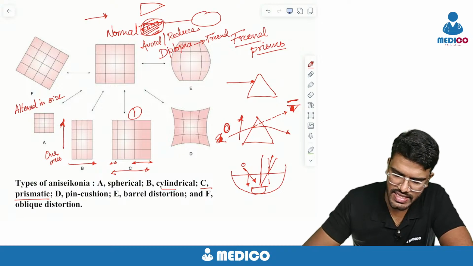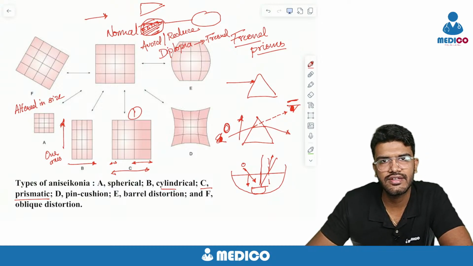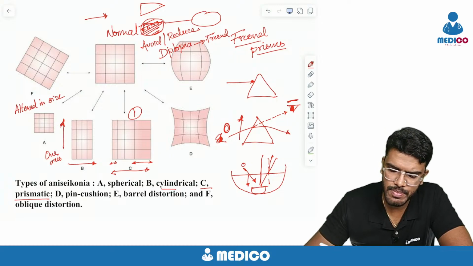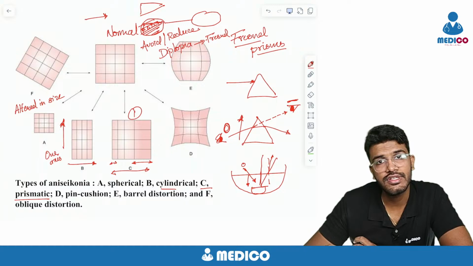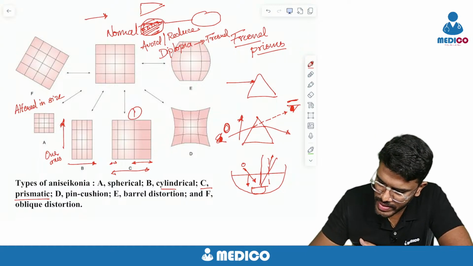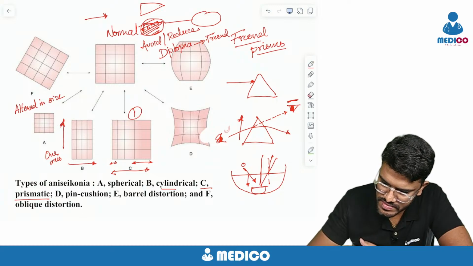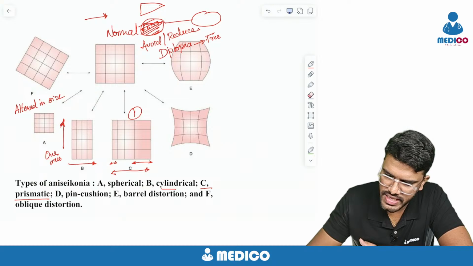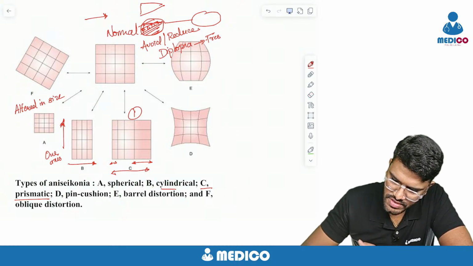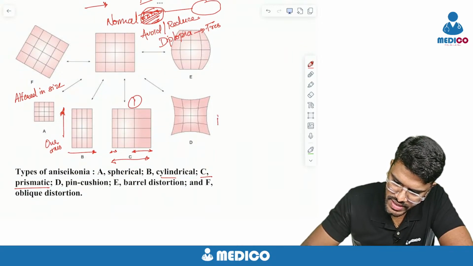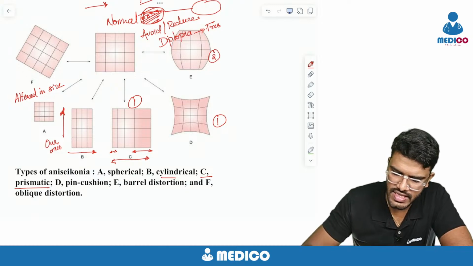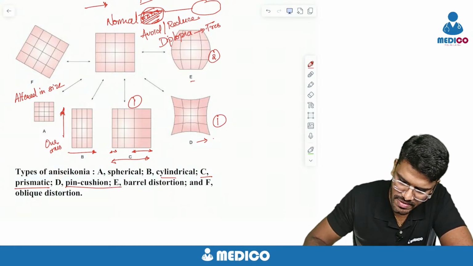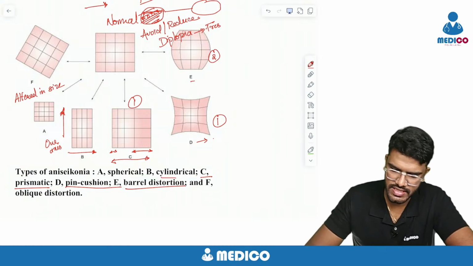Okay. So now these are three different types of anisokinia which are associated with difference in spherical power, cylindrical power and prismatic power. Now we are going to look at specific types of anisokinia which are associated with high power lenses. So what do I mean by high power lenses? Look carefully. Here what you're seeing here, 1 and 2. This is called pin cushion. Can you see here? And this is called barrel distortion.